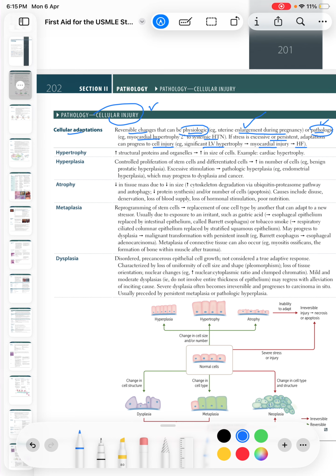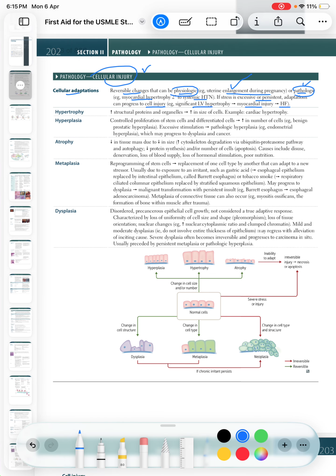Now, what is the cycle? First of all, the excessive hypertension leads to cell injury. Then the cell injury leads to left ventricular hypertrophy as it is pushed to do its job again and again, and it leads to myocardial injury, and as a result, the myocardial injury leads to heart failure.